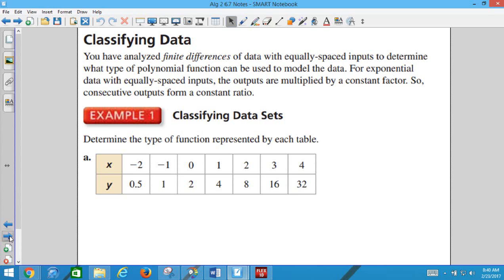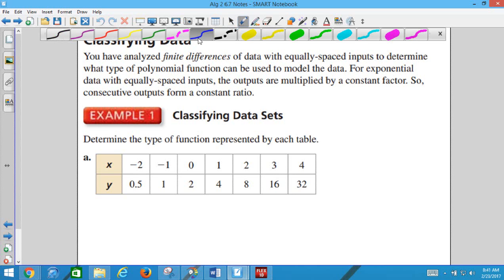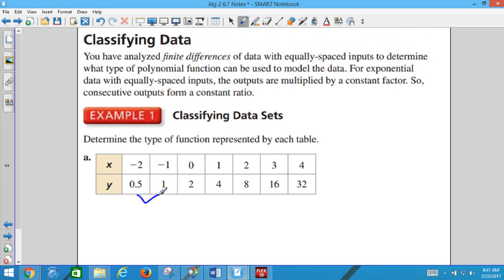Back in the day, last semester, we would look at the x's and notice that they were all evenly spaced. So we only looked at our y values. And we said from this y value to that y value, what did we add? Or what's the common difference from here to here? We added 0.5. And then from 1 to 2, we added 1. And then from 2 to 4, we added 2. And then we added 4. We added 60.